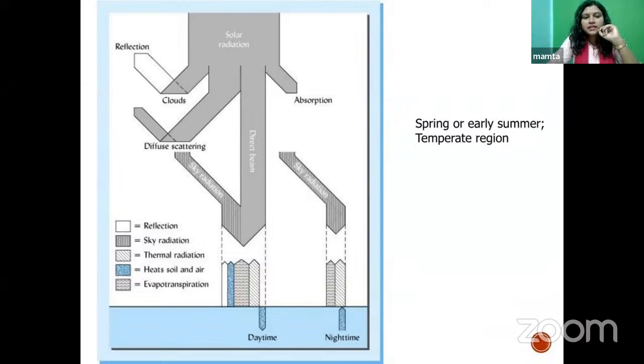But what happens in diffuse reflection or diffuse scattering? Here the reflection of the radiations occurs in all directions, in every direction uniformly. That is called diffuse scattering, and diffuse scattering occurs due to the clouds.